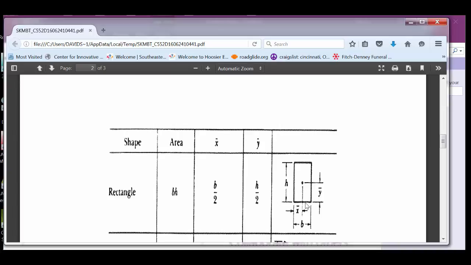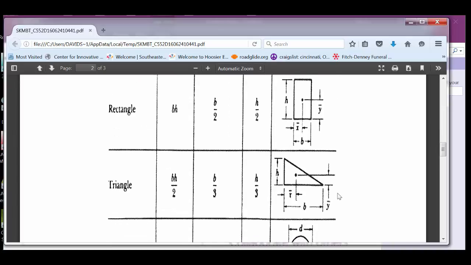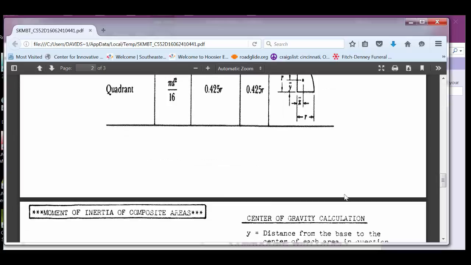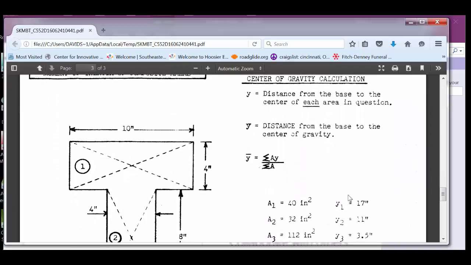Also note that when we start doing composites, okay, and we do composites in moment of inertia calculations, the center of gravity does not have to be on the part. So that's kind of tricky too. It doesn't have to be located right on the part at all. So that might look kind of funky sometimes, but that's just how it is. Okay. So center of gravity calculations on that third page.